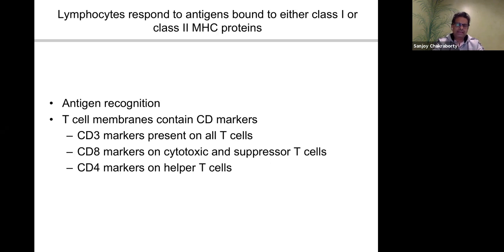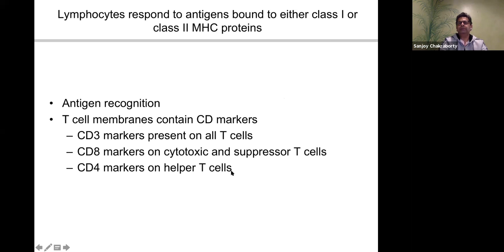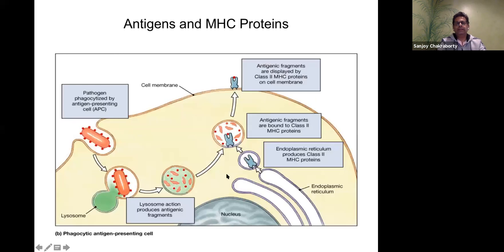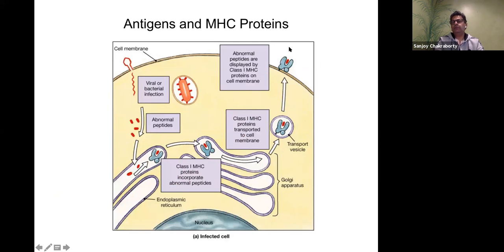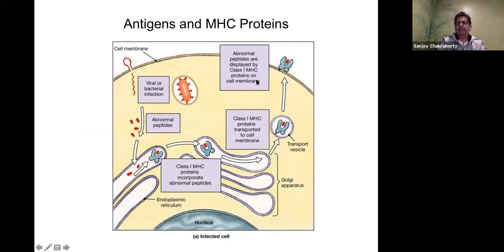Okay, so CD8, those are cytotoxic T cells. CD4, they're helper T cells. Now the very important part: CD8 recognizes class 1 protein. CD4 recognizes class 2 protein. So when we say "I am infected," this will be recognized by the CD8 marker. When I say "this is a bomb," this will be recognized by the CD4 marker. So the helper T cell recognizes them here, and the cytotoxic T cell recognizes them here.